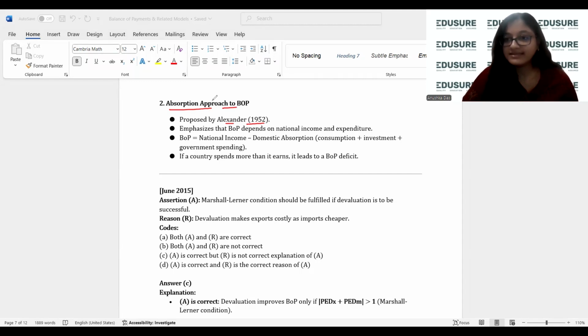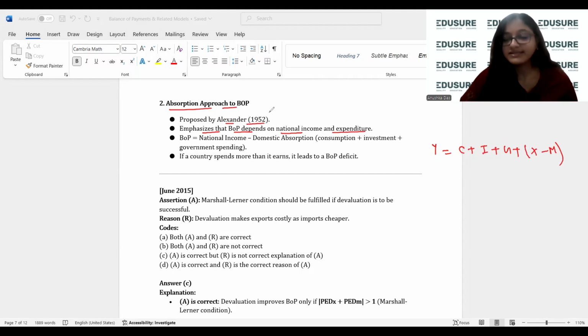Now what this theory tells you is that it emphasizes the BoP depends on national income and national expenditure. So if you remember, Y equals C plus I plus G plus X minus M, right? Aggregate demand equals aggregate supply. So this is the criteria that we know.